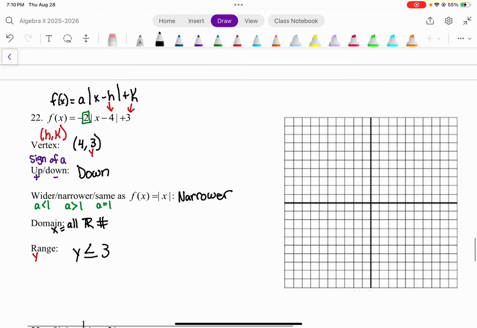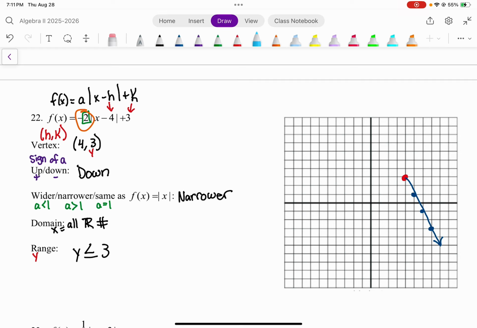Once we have all that information, then we can go ahead and plot our graph. We're going to start with our vertex, which is at +4, +3. We know it's opening down, and we're going to use that a value and the sign for our slope of the right side. And in this one, it's -2. So on the right side, we're going to go down 2 over 1, down 2 over 1, down 2 over 1, and just plot a couple of points.